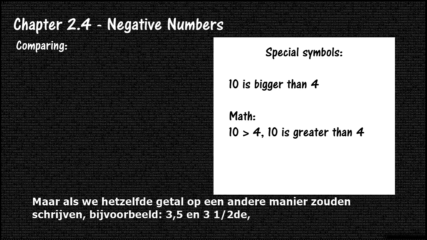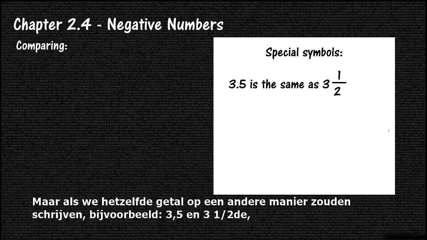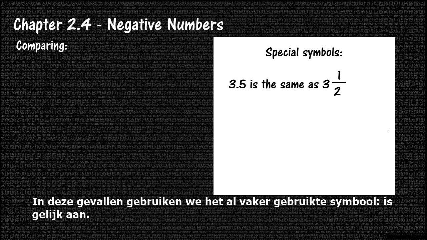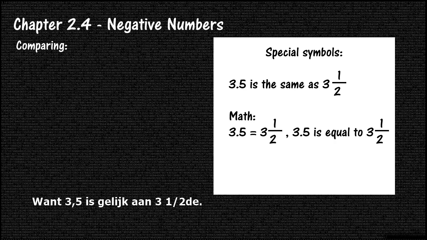But if you have the same number but written differently, for example 3.5 and 3.5, we can't say that one is bigger than the other, as they are both the same. So in these cases we use the already known symbol is equal to, because 3.5 is equal to 3.5.